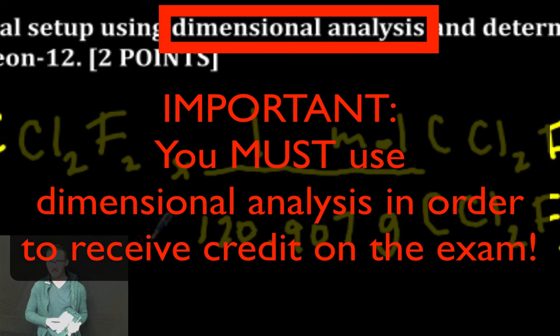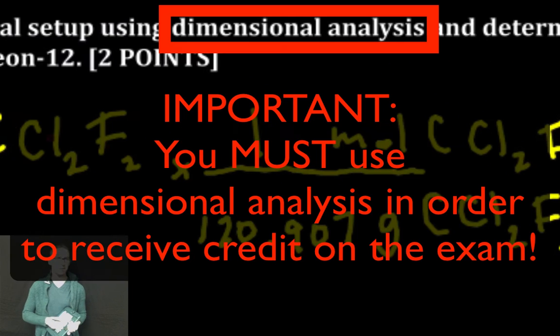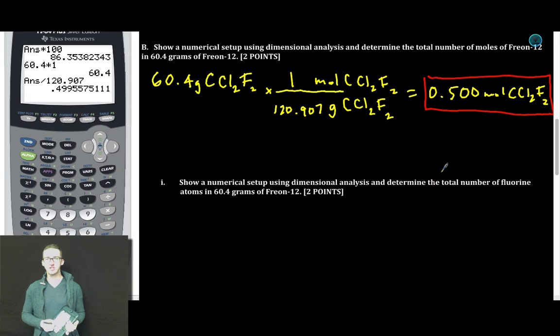Subpart I. Show a numerical setup using dimensional analysis, and determine the total number of fluorine atoms in 60.4 grams of Freon 12. All right, now I'm going to restart here with the 60.4 grams, but you could totally pick up with the 0.500 moles since we're going to go there first anyway.